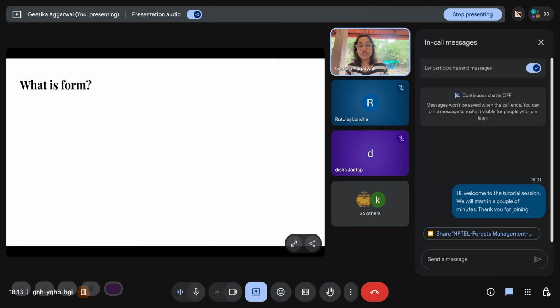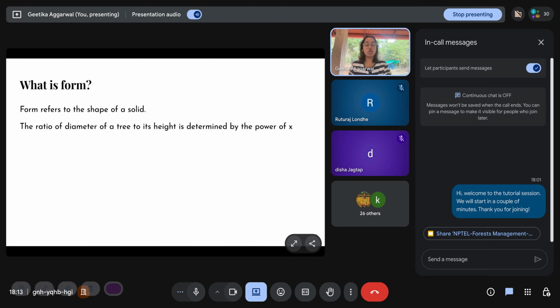And what is the form of the tree? So when you talk about form, in general form of a structure, it basically refers to the shape of a solid. Like what is the shape of that particular solid? And in the tree, we're talking about the ratio of the diameter to its height, and it is determined by the power of x, as we saw. So basically, the relationship that we saw is y square is equal to kx to the power n. And in the case of the tree, this n could be 1, 2, or 3. It is 1 if it is a paraboloid, 2 if it's a cone, and 3 if it's a neiloid, right? So that was about form.